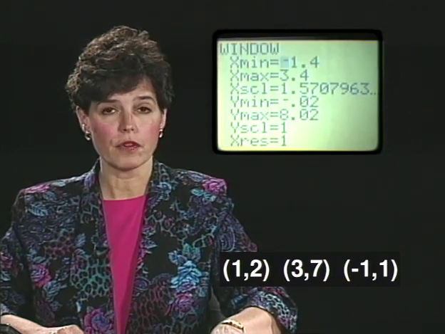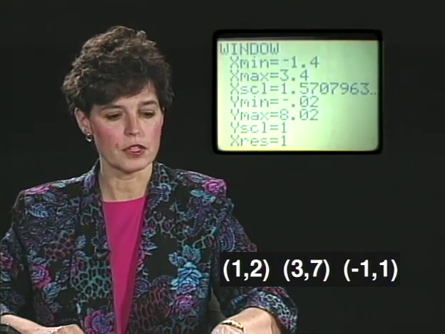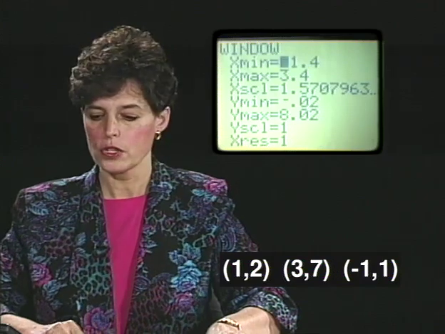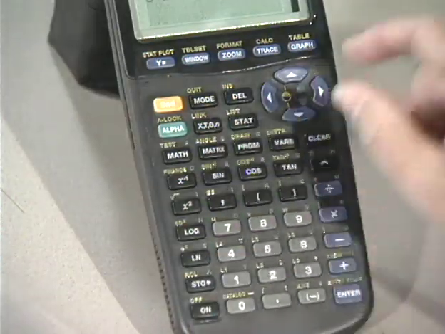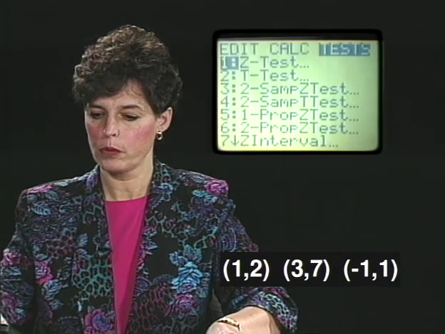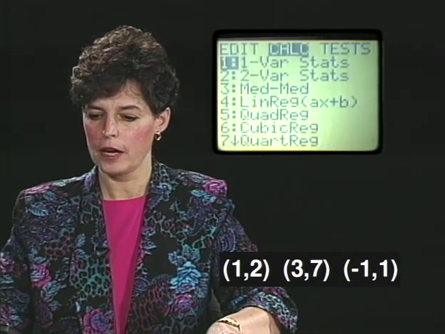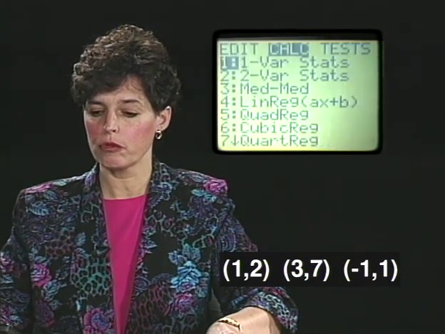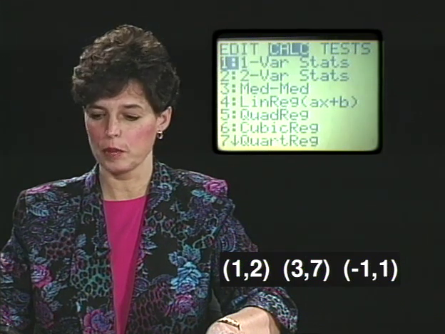Now let's go ahead and find the line that closely fits these ordered pairs. Go to Stat, go to the right to Calc. Oh, I went too far. There I need to be on Calc, and I'm going to choose the number 4, which is lin reg ax plus b.